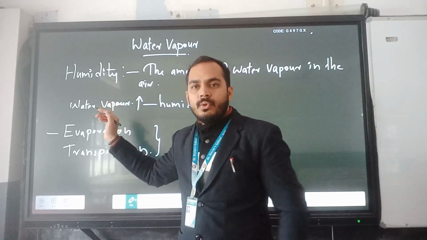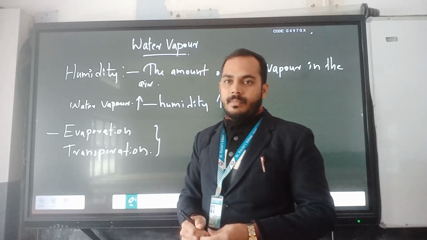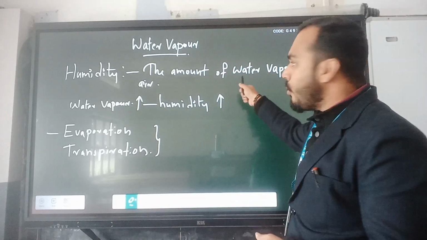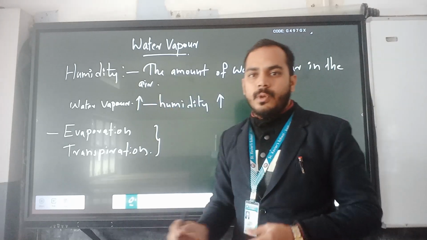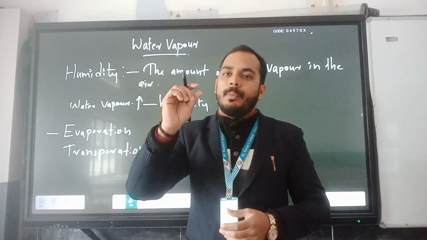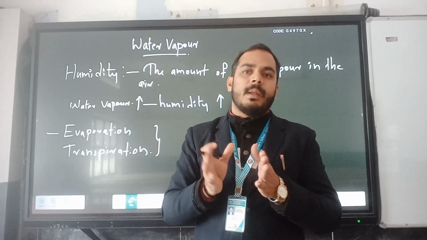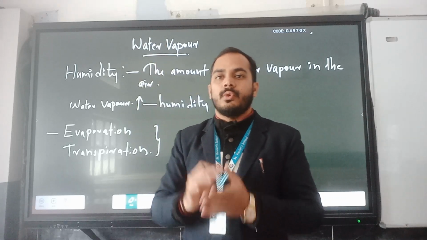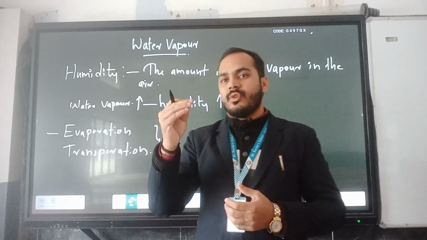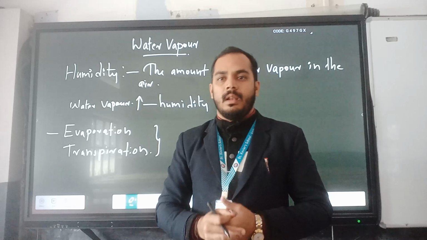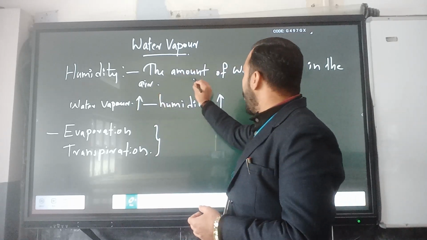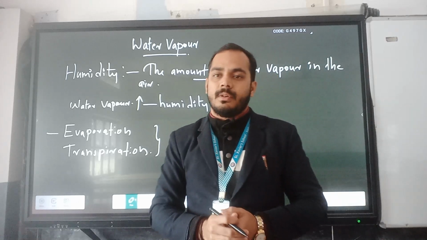First of all, you want to learn what is meant by humidity. Humidity means, very simply, the amount of water vapor in the air. That is called humidity. Humidity increases and decreases depending on the climate. During the winter season the humidity is higher, and in the summer season the humidity is comparatively much less. So humidity is the amount of water vapor in the air.